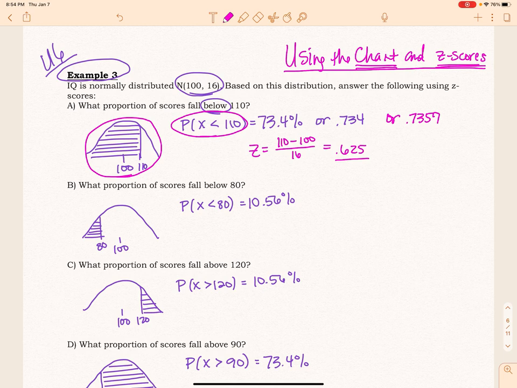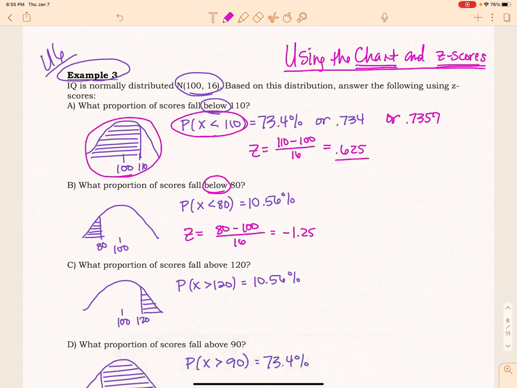All right, so part B is very similar. It's just below again. So all of these below values are going to work the same way on the chart. The only thing you may want to practice is finding your z-score. So for this particular problem, you get negative 1.25.